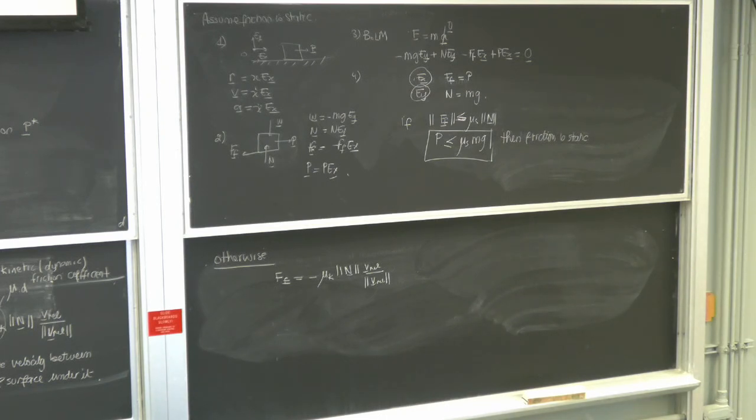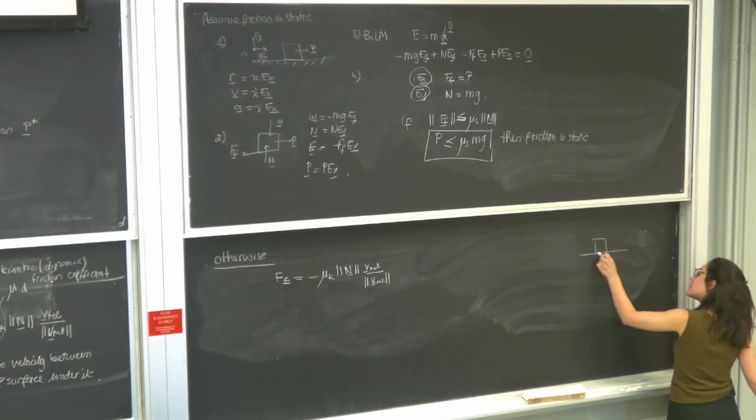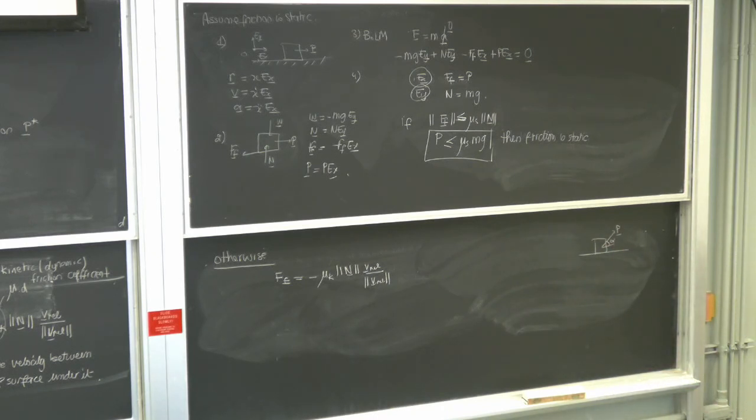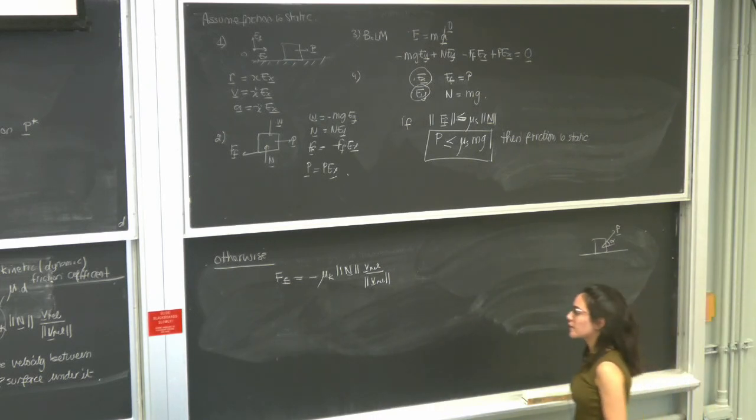There are no other vertical forces and the motion is rectilinear. Now, there is a different problem in your homework where you have the force P being applied like this at an angle, making some angle with the horizontal. In this case, the normal force is going to vary with P, but that's not the case here. Here, the normal force is still going to be equal to mg.